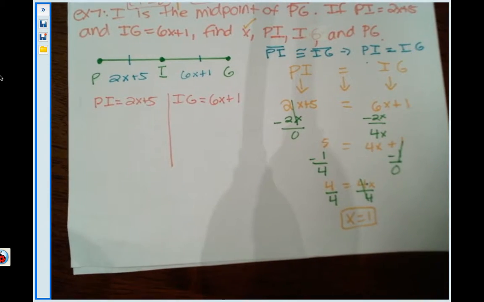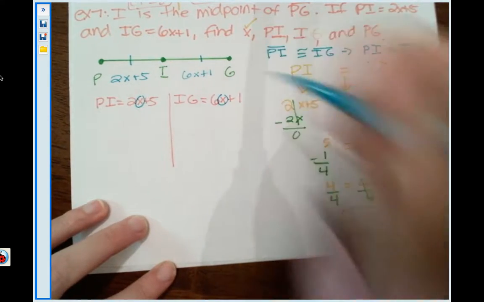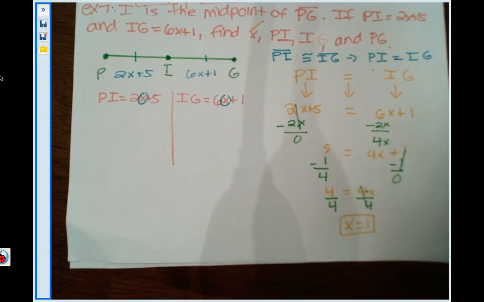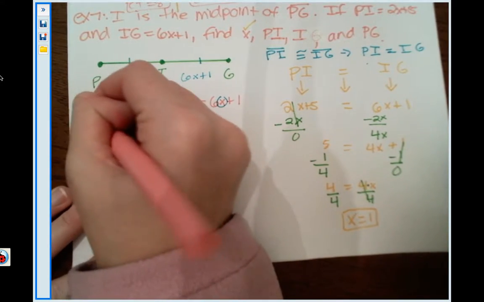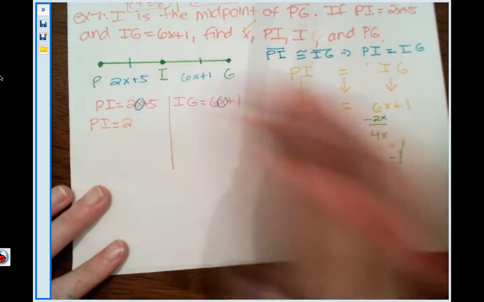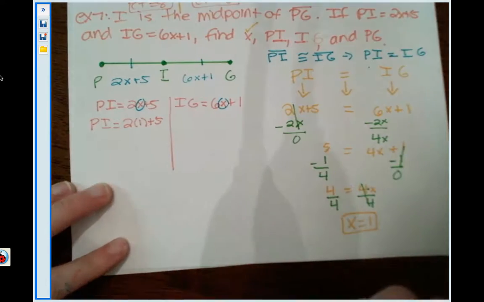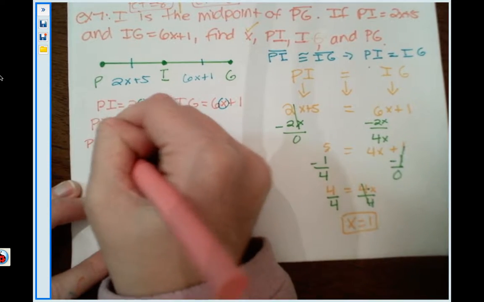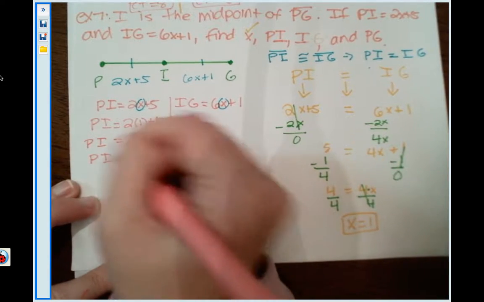Alright, so let's start solving. I'm going to be replacing my x's with what the x equals. So my x equals 1, which means the x's here are going to transform into a 1. Okay, so PI equals 2. My x is going to change into the 1 down here. All right, let's solve. So 2 times 1 gives me 2. So PI equals 2 plus 5, which means PI equals 7.